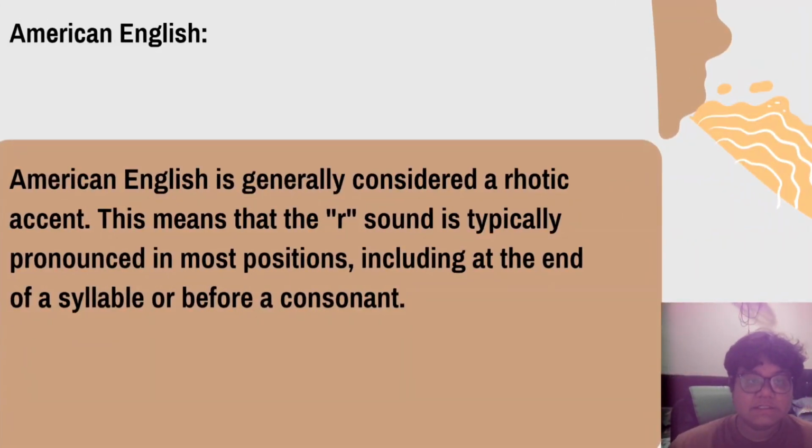American English is generally considered a rhotic accent. This means that the R sound is typically pronounced in most positions, including at the end of a syllable or before a consonant. Regardless of the position of the R sound, it would sound as is and unmodified. I will be showing the examples in the next slide.